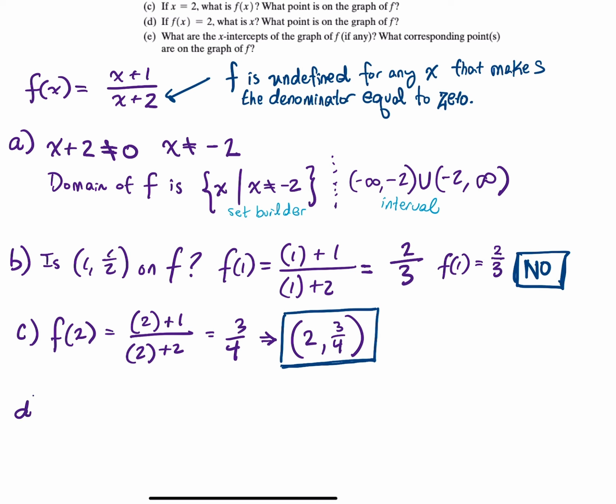Part D. Now they're saying if f of x equals 2, what is x? Meaning that for our whole function, for some value of x, we get an output of 2. So what value of x gives an output of 2? Well, we can just set our function equal to this value and then solve for x. If f of x equals 2, that means x plus 1 over x plus 2 is equal to 2. And we just need to solve for x now.